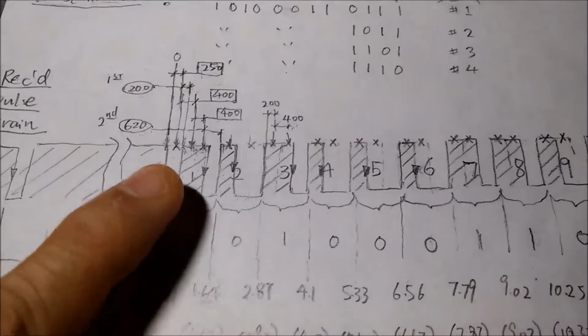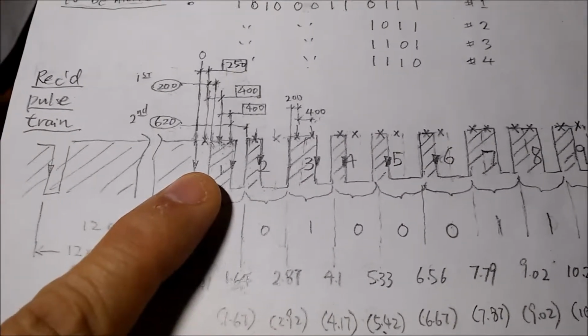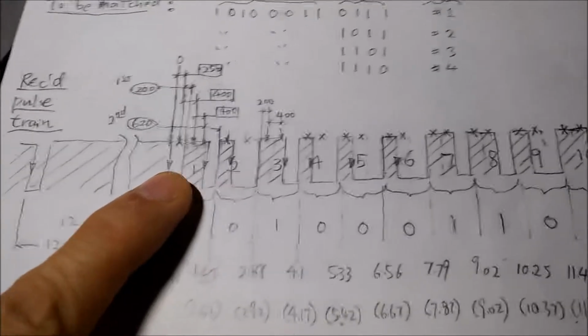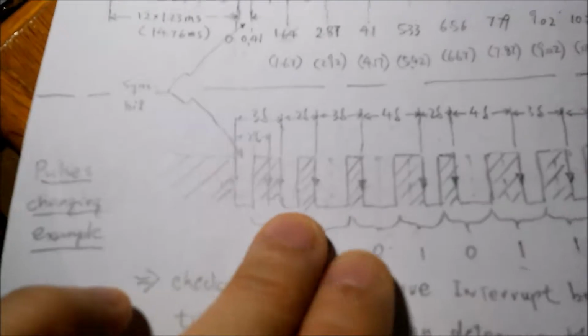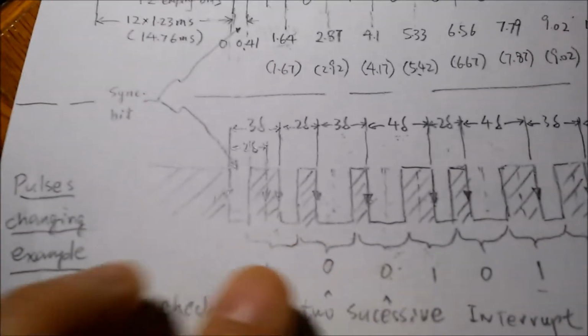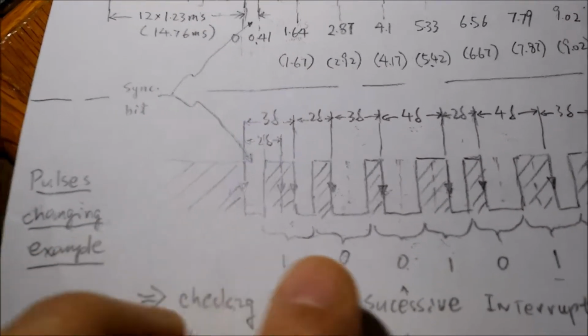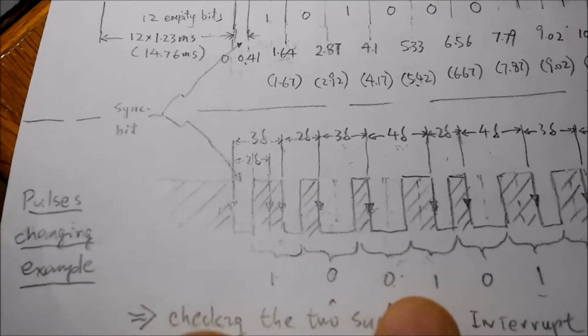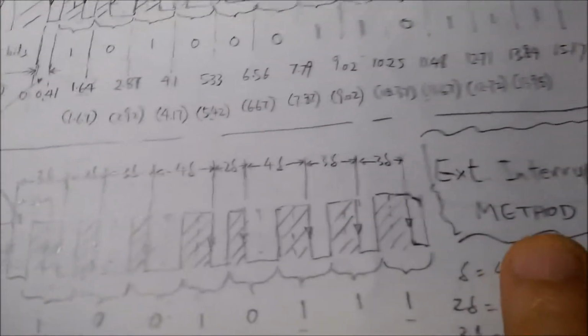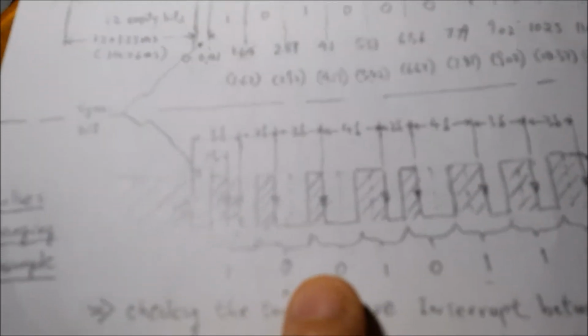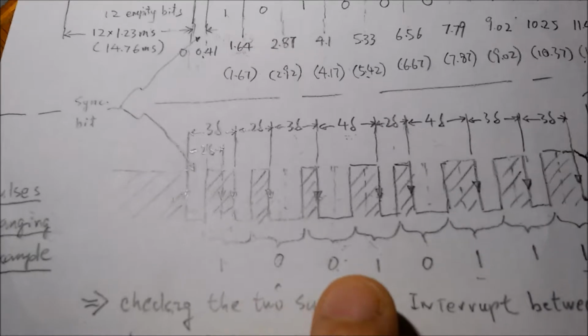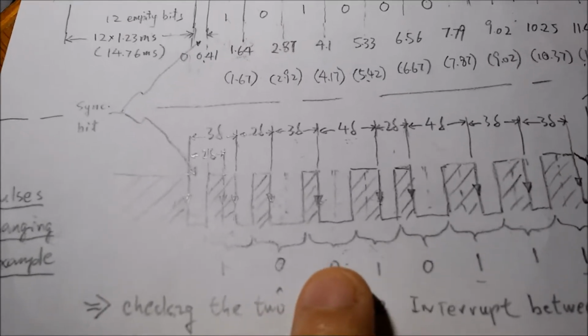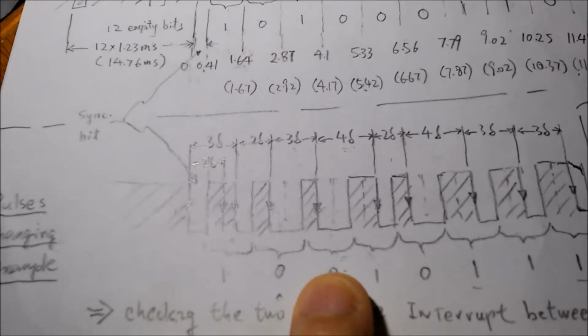First, previously this is the pulse train received. I have mentioned this, and here is another pulse train. This is an example pulse train, and it shows how the bits change from 0 to 1 or 1 to 0. In this interrupt method, I need to see these changes, and not only the existing pulse that I need to read.